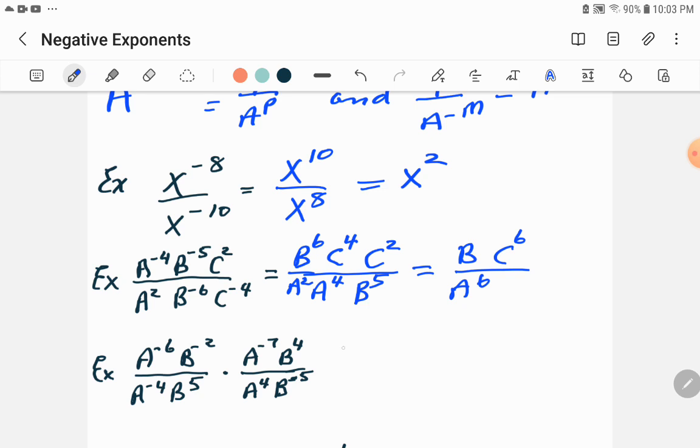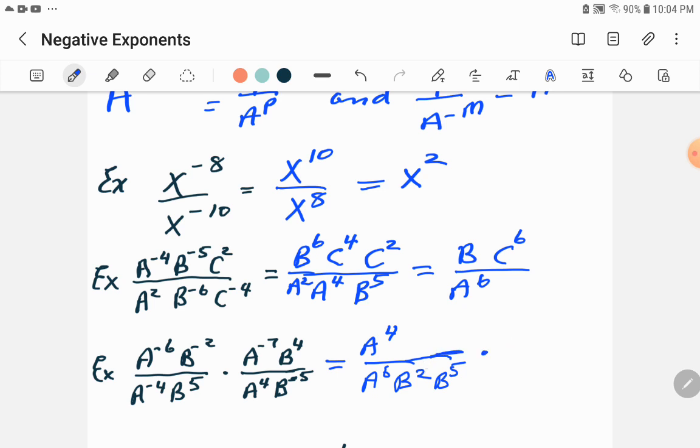Okay, this example down here now. So we're going to look at the first rational expression. So a to the minus 6 in the numerator will go down into the denominator. B to the minus 2 will go down into the denominator. So now let's look at the denominator of the first rational expression. So we have a to the minus 4, so that goes up to the top. And b5 stays down at the bottom. Okay, so that's the first rational expression.